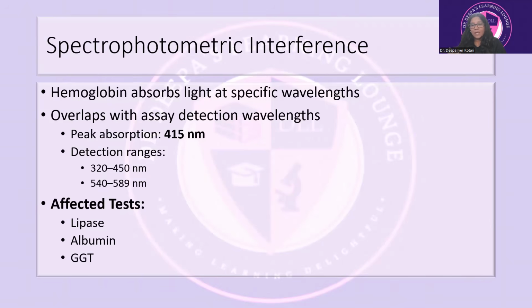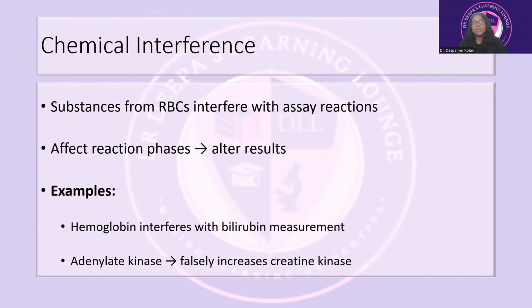So values of lipase, albumin, and GGT can be falsely elevated in a hemolytic sample, and that is because of spectrophotometric interference with hemoglobin that falls around the same nanometer wavelength. The next effect is very important, which is a chemical interference. If you're measuring a particular analyte on the basis of a chemical reaction and there is a close analyte which is released by the decaying RBCs due to hemolysis, then there is an elevation of that particular analyte.